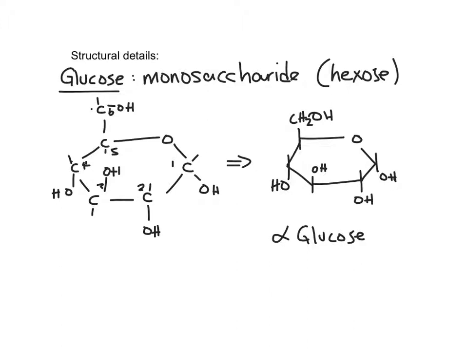And the difference that we're going to look at is the difference between alpha glucose and beta glucose. And the only real difference is the position of this hydroxyl group. Because in beta glucose, which I will sketch right here, I will do that in red. So beta glucose has the same hexagonal shape.